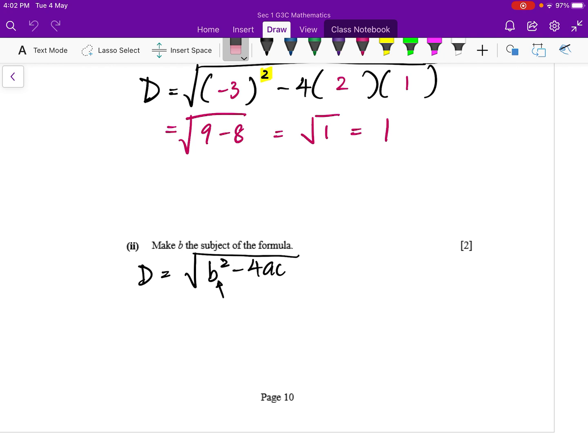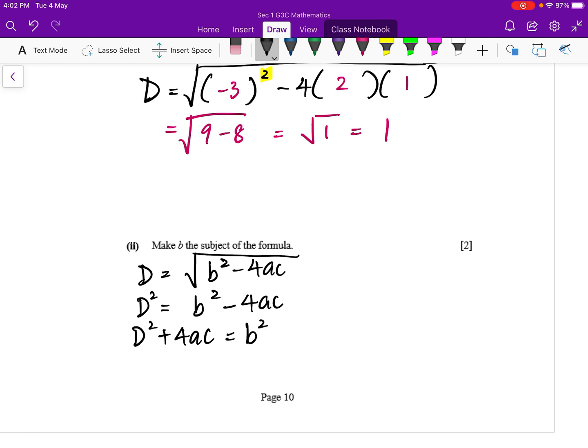That is what we want. So let's peel out the outer layer first. The outer layer is a square root. To reverse a square root, we need to square. So square both sides, we get B square minus 4AC. We have peeled off the first layer. Now we're going to peel off the second layer. The second layer says -4AC. So to get rid of the -4AC, we need to add 4AC to both sides. D square plus 4AC. This gives me positive B square.